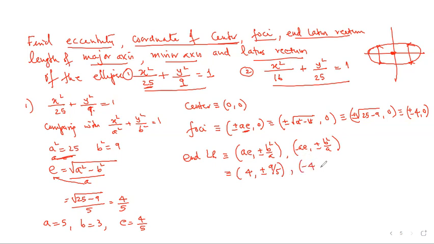So here you put minus 4 plus or minus 9 by 5. So the end of the latus rectum is over. All coordinates we calculated. Then the endpoints of the major axis, can you tell me? A comma 0, minus A comma 0. Endpoints of the minor axis: 0 comma B, 0 comma minus B. So that I'm not writing. Length of major axis is 2A, that is 2 into A is 5, so 10 unit.